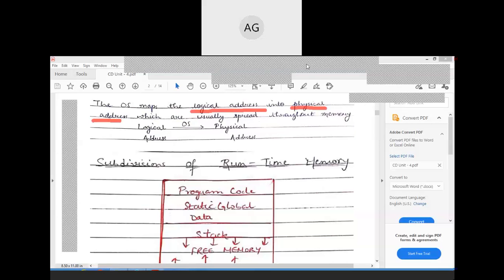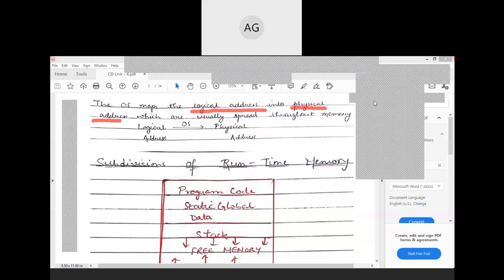Just a minute, some other participants are waiting in the lobby, so I am just allowing them.